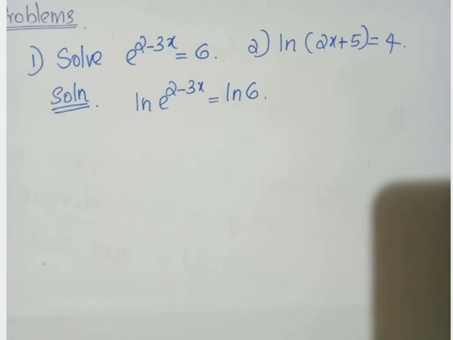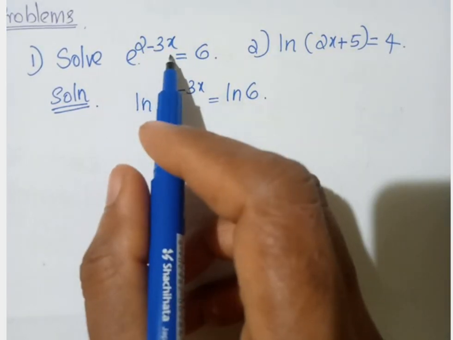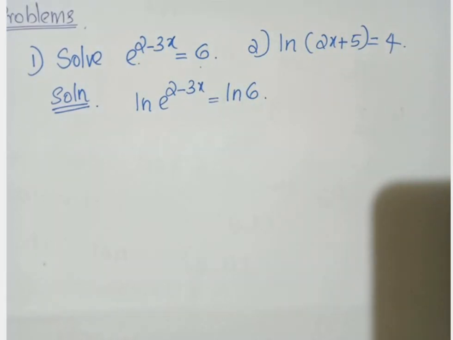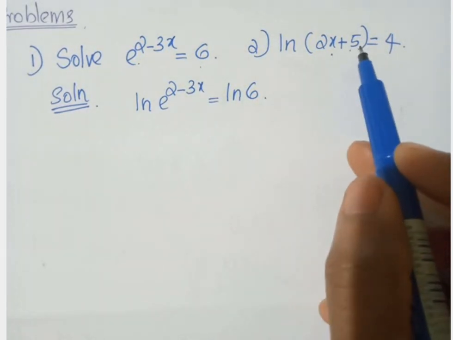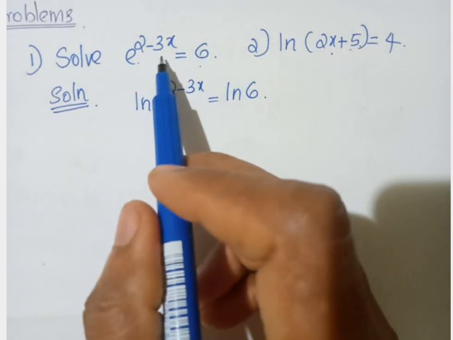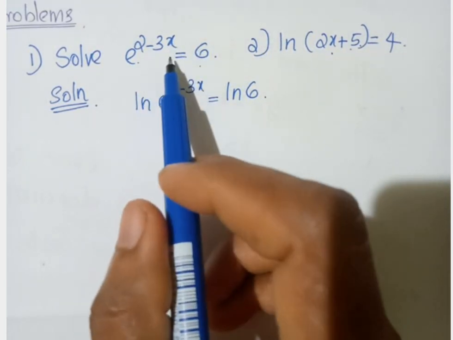Hi, in the last video we discussed the natural exponential function, and we studied that it is the inverse of the natural logarithm, and we understood many properties. Using those properties we will now do some problems. Solve e raised to 2 minus 3x is equal to 6, and the second question is ln(2x plus 5) equal to 4. You have to find the value of x here.